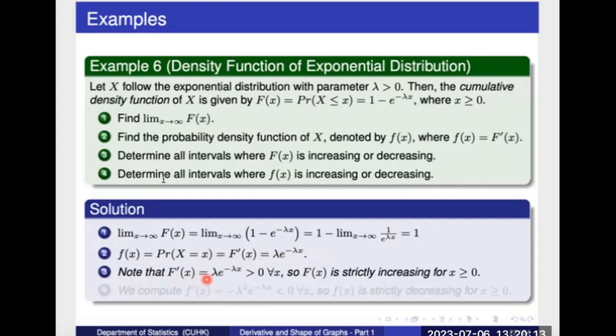The derivative of F is f, which is always positive, because it is a product of a positive number lambda and a positive number e to the power of negative lambda x. Therefore, F is strictly increasing for x greater than or equal to 0. The derivative of f is f prime of x equals negative lambda squared times e to the power of negative lambda x, which is always negative, because it is a product of a negative number negative lambda squared and a positive number e to the power of negative lambda x. Therefore, f is strictly decreasing for x greater than or equal to 0.